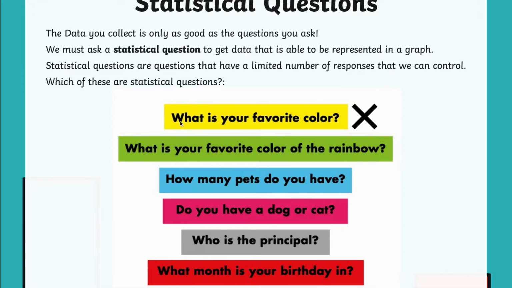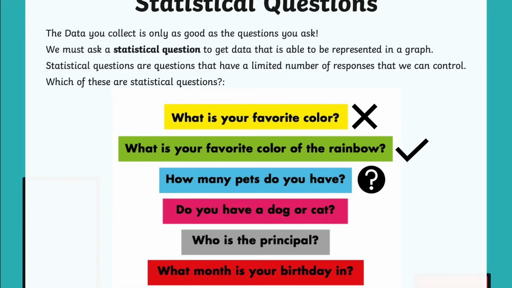Now let's look at this one. What is your favorite color? That's not a good statistical question at all because there's too many responses I could get. I've got a box of crayons that has 120 colors in it. I don't want to get 120 separate responses to what is your favorite color because I can't represent that in a graph. What is your favorite color of the rainbow? That's a much better statistical question because I only have 7 possible responses. There's only 7 colors in the rainbow.